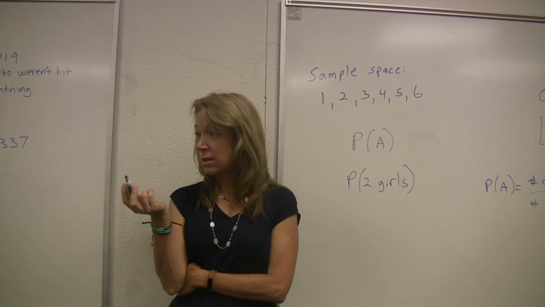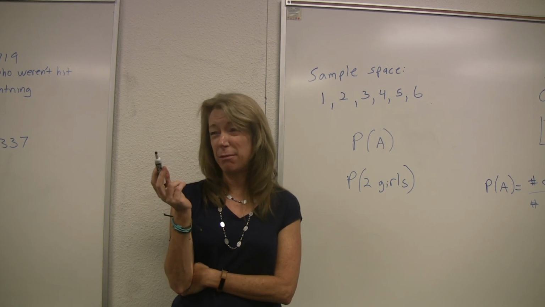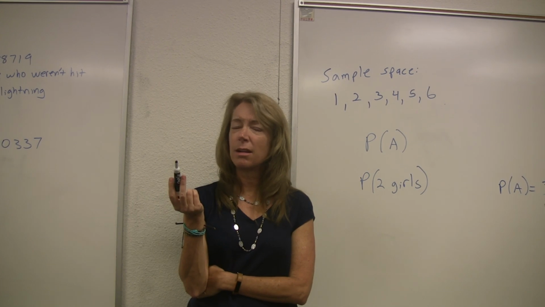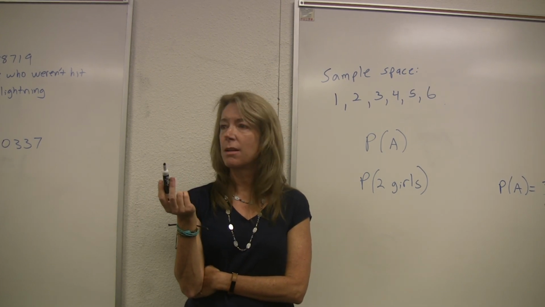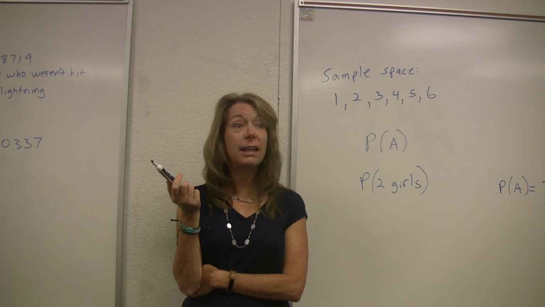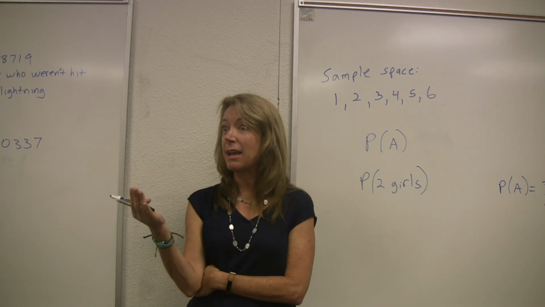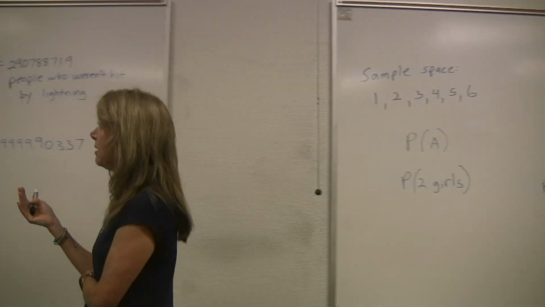What's that tell you about my coin? It's probably rigged, right? Why do you think it's rigged? Unlikely to get those results. It's unlikely to get those results. There is a small probability of actually getting a number that high, getting that many tails, right?